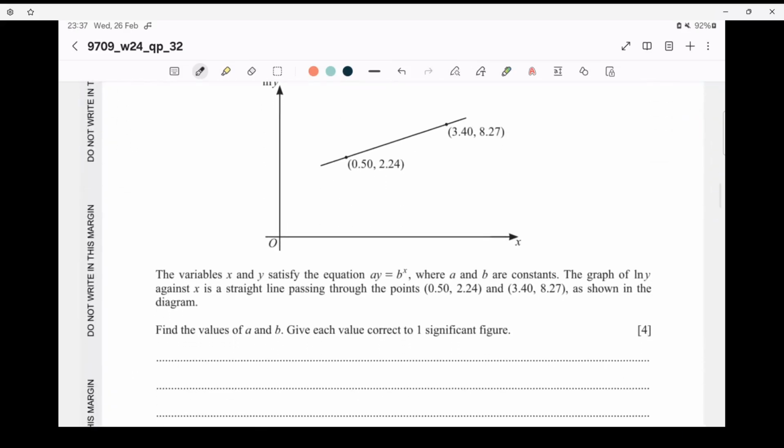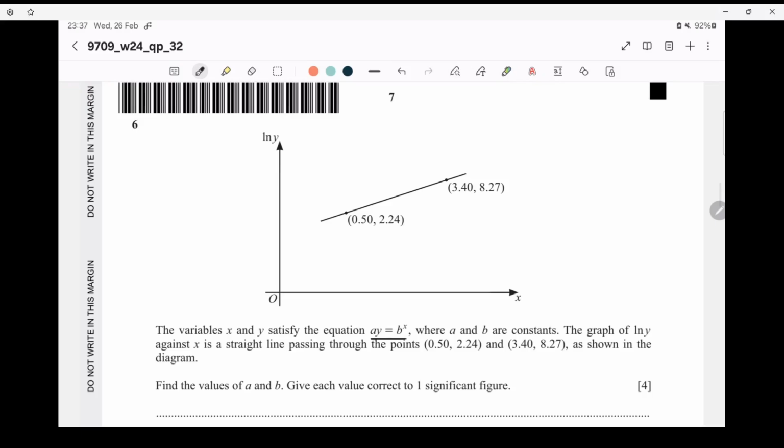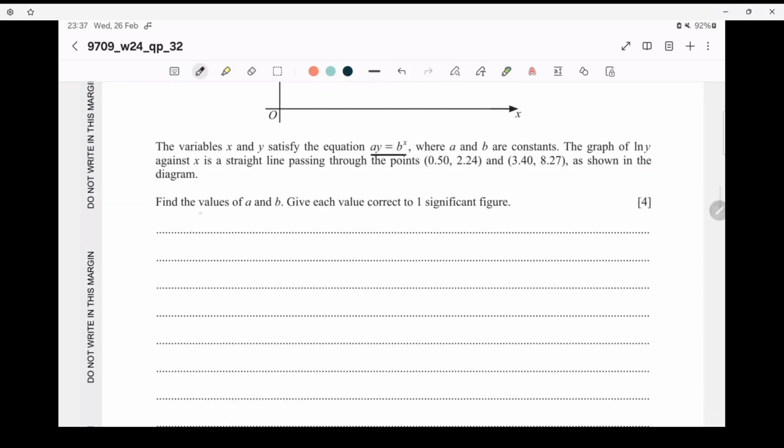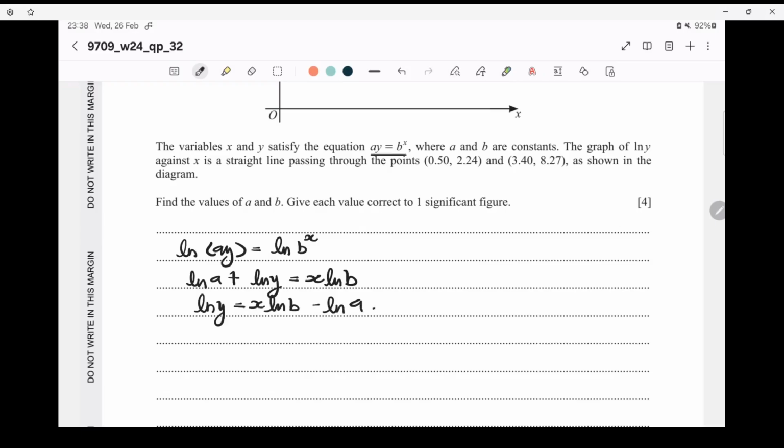Question 6, you are given this particular equation, and then the y-axis is ln y, the x-axis is x. So first do the transformation. ln ay equals ln b power x. So this is ln a plus ln y equals x ln b. So ln y equals x ln b minus ln a. So this is your y, this is your m, this is your x, this is your c.